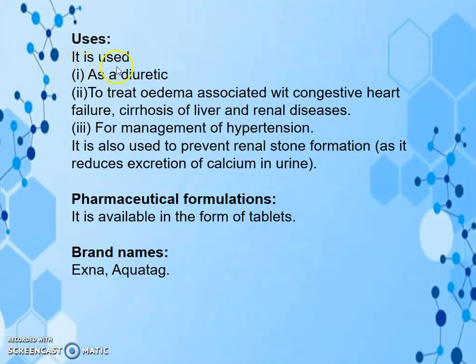Uses: it is used as a diuretic to treat edemas associated with congestive heart failure, cirrhosis of liver and renal diseases, and for the management of hypertension. It is also used to prevent renal stone formation. Pharmaceutical formulation: it is available in the form of tablet and the brand names are Exna and Aquatag.